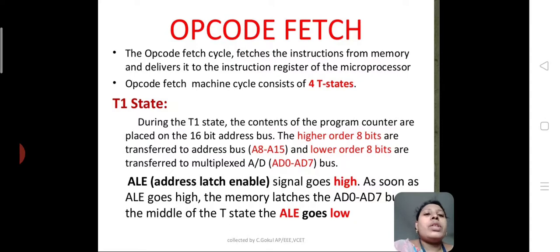First, the opcode fetch. The opcode fetch cycle fetches the instructions from the memory and delivers them to the instruction register of the microprocessor. The opcode fetch machine cycle consists of 4 T states. During the T1 state, the contents of the program counter are placed on the 16-bit address bus. The higher order 8 bits are transferred to address bus A8 to A15 and the lower order 8 bits are transferred to the multiplexed address and data bus.